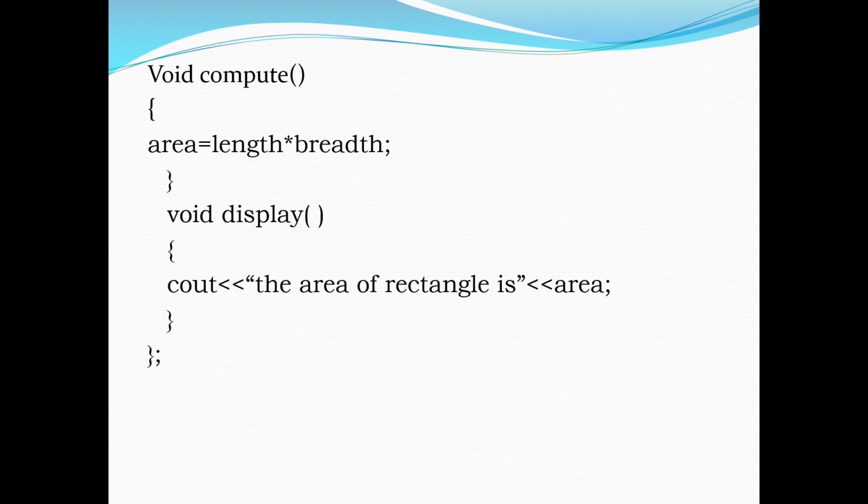After getting it, we are going to write a separate member function for the calculation part. How are we going to write a separate calculation part? We are going to take a return type of void, followed by the member function name compute. In this part, we are going to calculate the area of a rectangle.